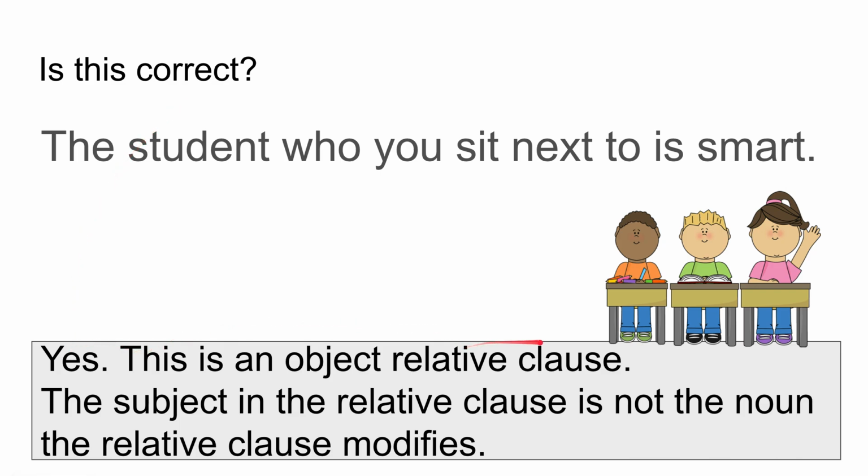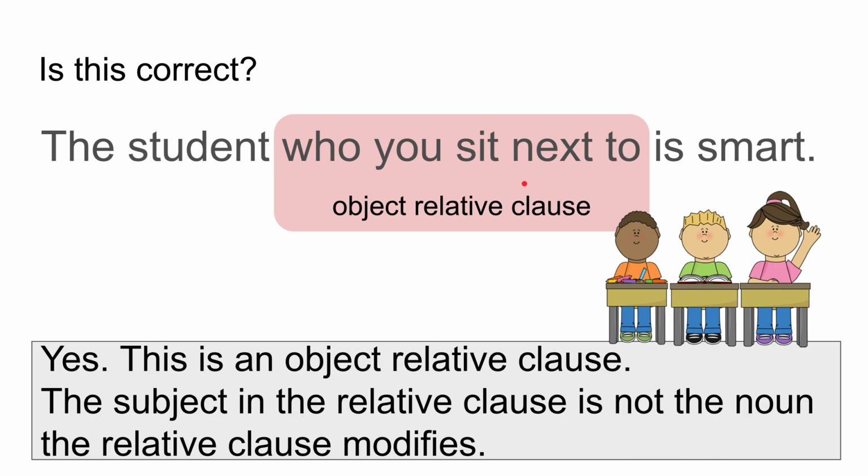They are not the same, and the answer is that the sentence is correct. Because this is an object relative clause. Okay, the subject in the relative clause is not the noun. Okay, so this subject here is not the noun. Who is referring to the student. Okay, you sit next to who? You sit next to the student. Who you sit next to. Okay, so who is referring to the student and not to you. So we're not repeating the subject.